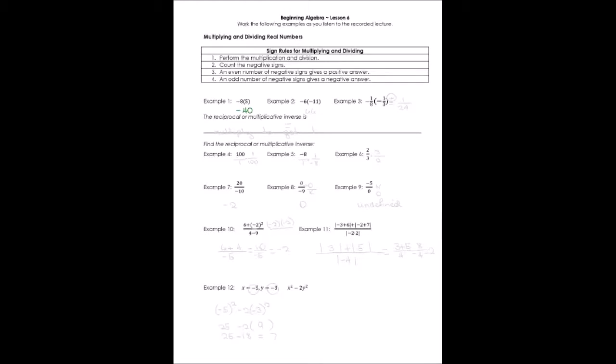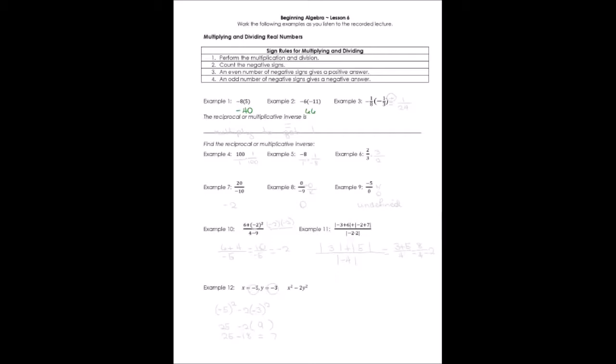Number 2, we've got negative 6 times negative 11. Two signs, two negatives, make a positive answer. Even number of negatives, positive answer. So 6 times 11 is, of course, 66. Since the two negatives make a positive, it's a positive 66.